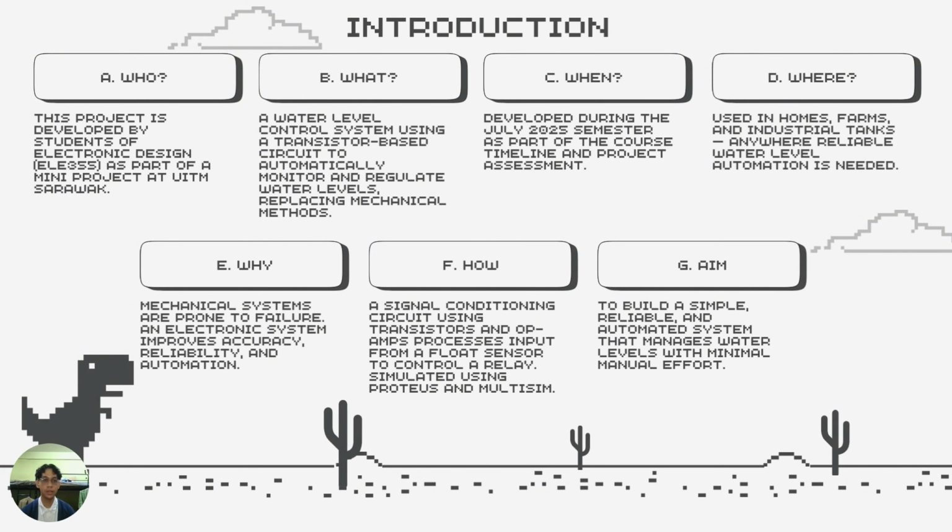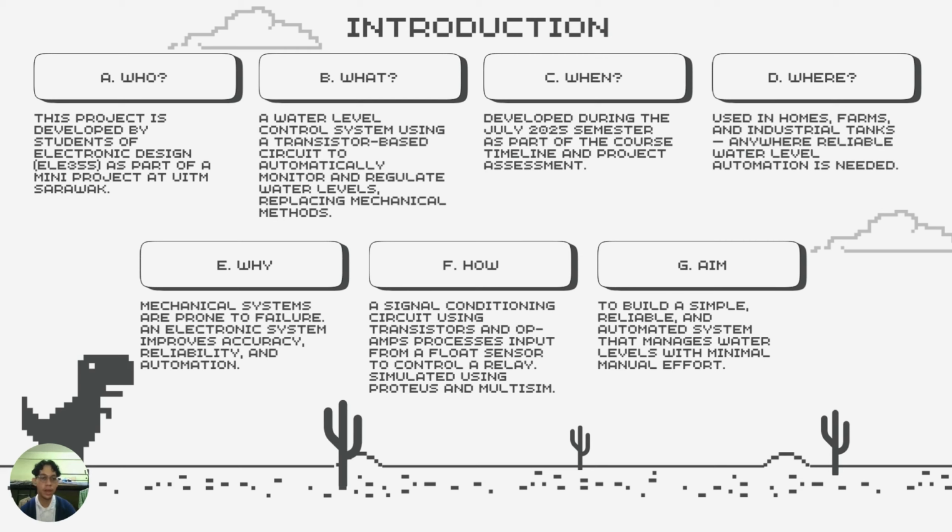First of all, this project is developed by students of electronic design as a part of a mini project at UiTM Sarawak. Next, we have created a water level control system that used transistor-based circuit. This system is designed to automatically monitor and regulate the water level in a tank, replacing all mechanical methods that are often inefficient. It was developed during the July 2025 semester as a part of the cost timeline and assessment requirement.